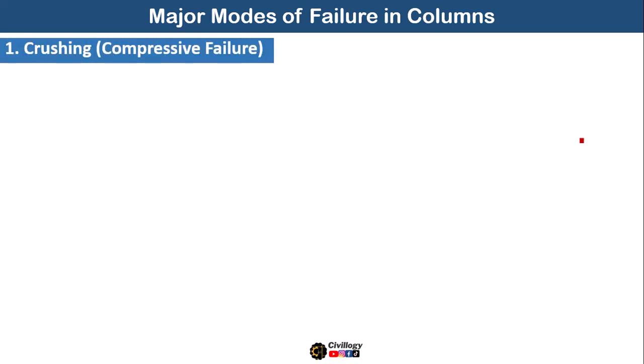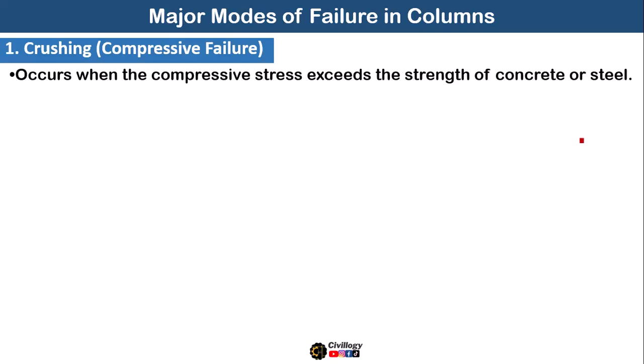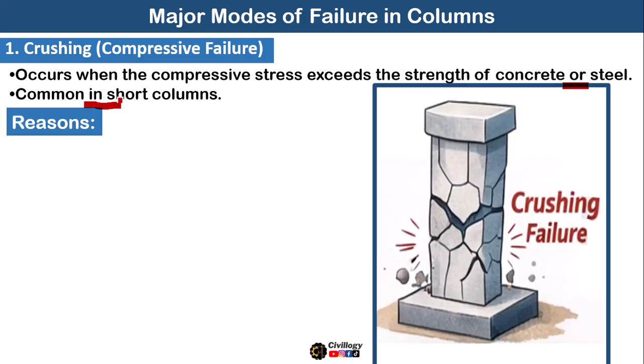The first one is crushing, also called compressive failure. It occurs when the compressive stress exceeds the strength of the concrete or steel. It means that when the structure becomes overloaded, it crushes. It is very common in short columns. What are the reasons for this failure? The first is overloading. Obviously, when the applied load is more than the design load of the structure, it will crush down.